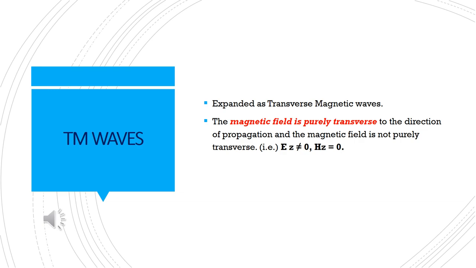The second type of waves are called the transverse magnetic waves. Once again, let us consider the wave propagation in the z direction. Then, if the magnetic field is totally transverse to the direction of wave propagation, such waves are called the transverse magnetic waves.